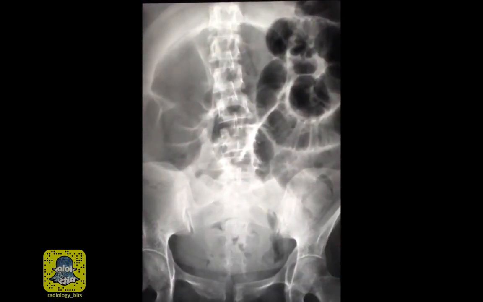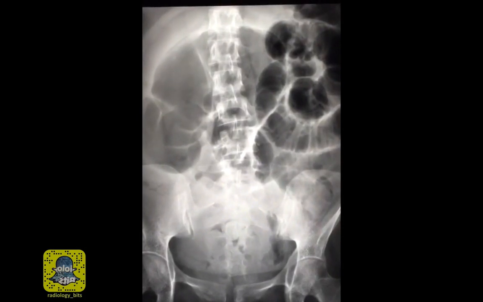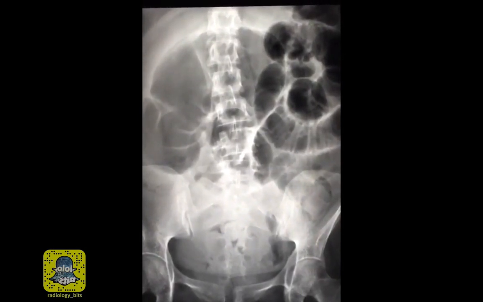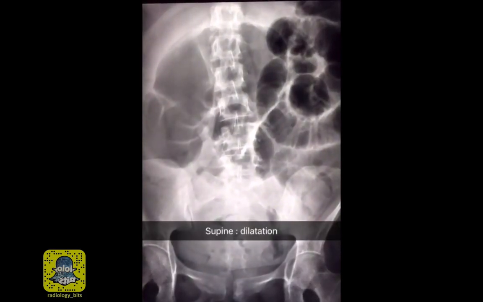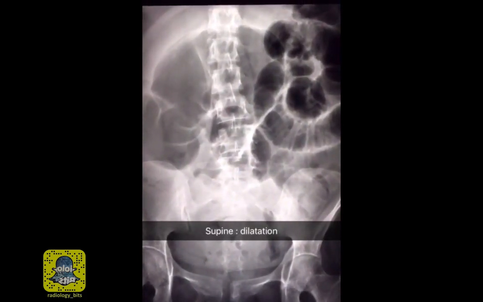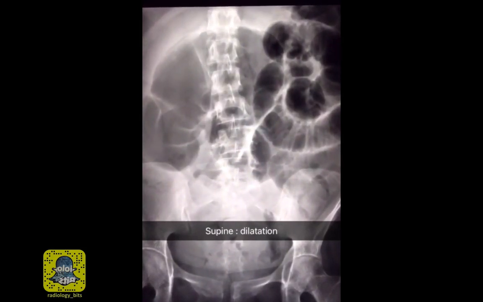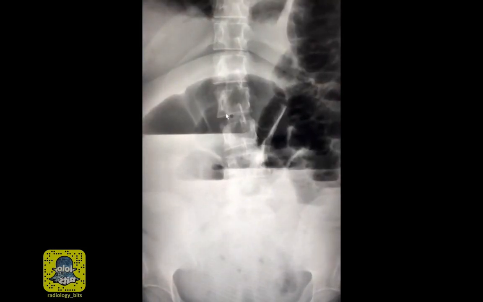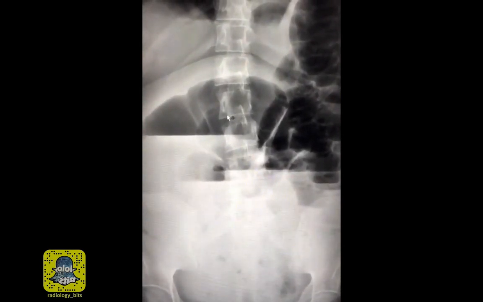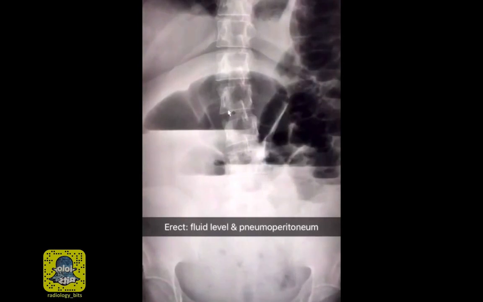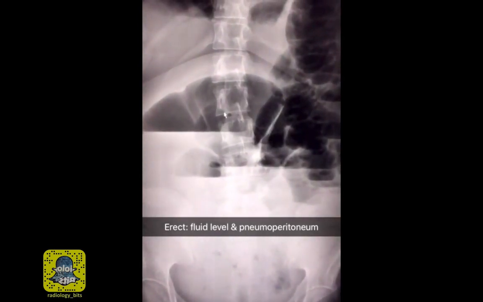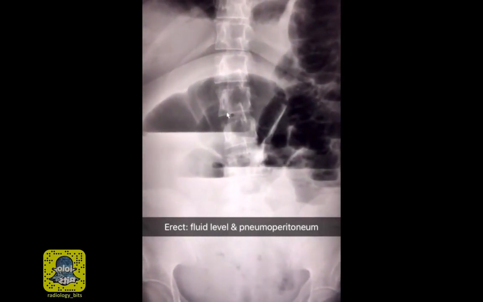Now let's revise a simple point when assessing bowels on abdominal X-rays. There's a difference between looking at the supine versus erect films. This here is the supine film, while the patient is lying down, and it's good for assessing bowel dilatation. This is an image of the same patient while standing erect, and it's good for assessing two things. It's the ideal way to look for fluid levels within distended bowel loops, and it's also ideal for looking for free air.